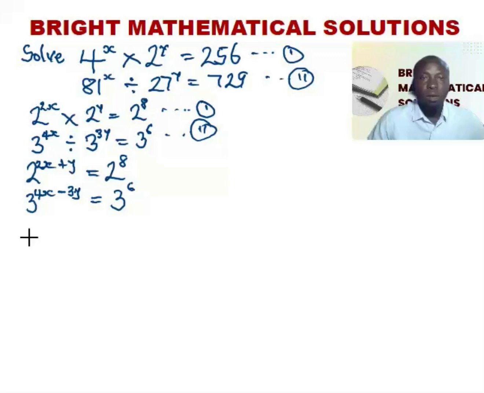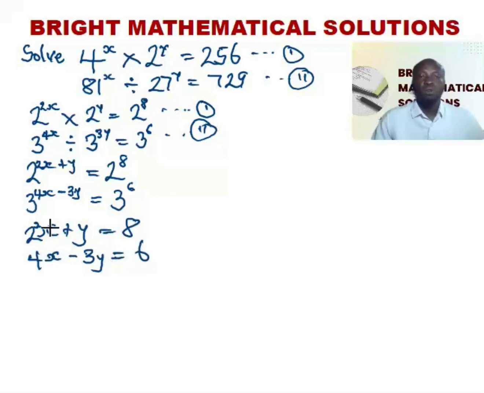So from here we have 2x plus y equals 8, and 4x minus 3y equals 6. So we can solve these two equations simultaneously using the elimination method, the substitution method, or whatever method we think is convenient. For the purpose of this class, I'm going to be using the elimination method. So let us eliminate x and solve for y.